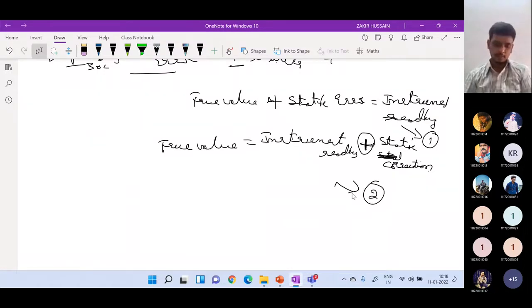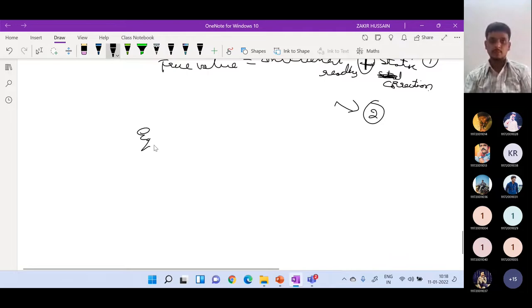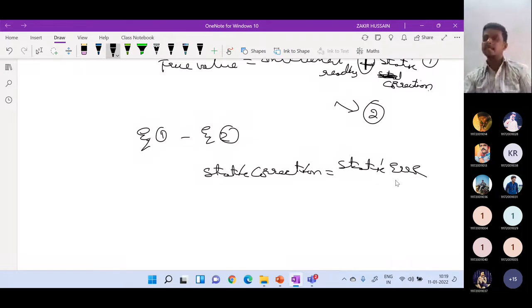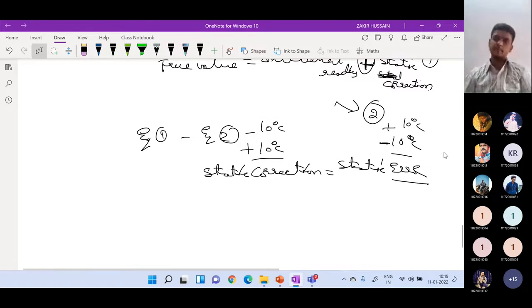If you perform the operation, equation one minus two, that will result in static correction being equal to negative static error. So meaning, if you are getting a static error of 10 degree centigrade, you have to apply a 10 degree centigrade static correction. If the error is negative, then you have to add a positive static correction. If the error is positive, you have to subtract 10 degree centigrade or apply negative static correction. That's the meaning of static correction.